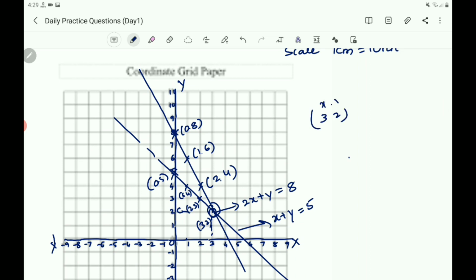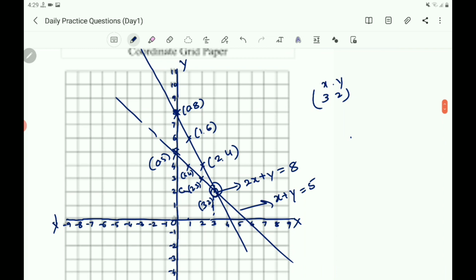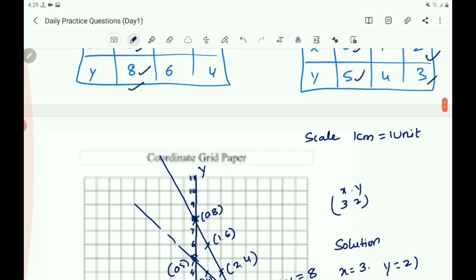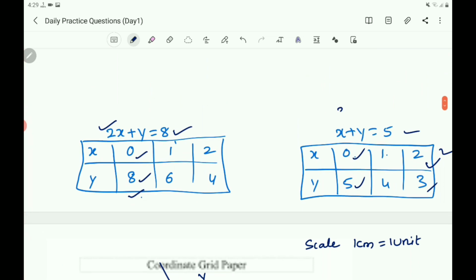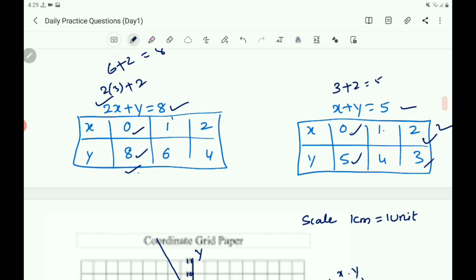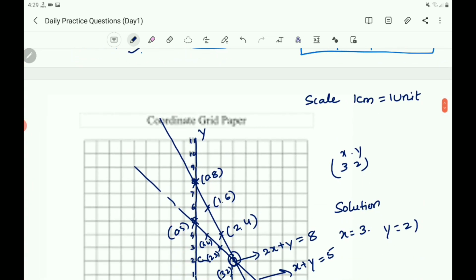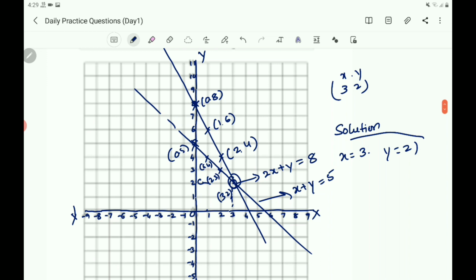So this is the value of x, this is the value of y. Therefore the solution you write: x equals 3, y equals 2. If you verify, 3 plus 2 equals 5 you will get. And here 2 threes are 6, plus 2, you will get 8. So the solution satisfies both the equations. So you got the values of x and y: x equals 3 and y equals 2.